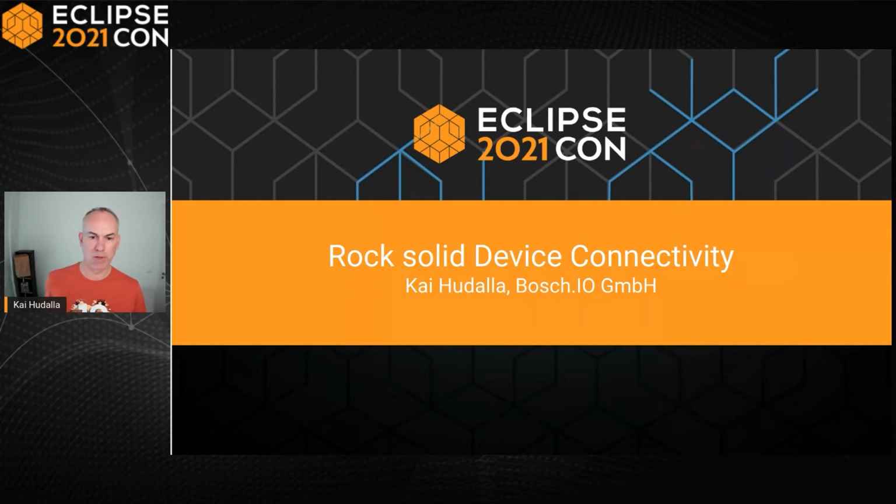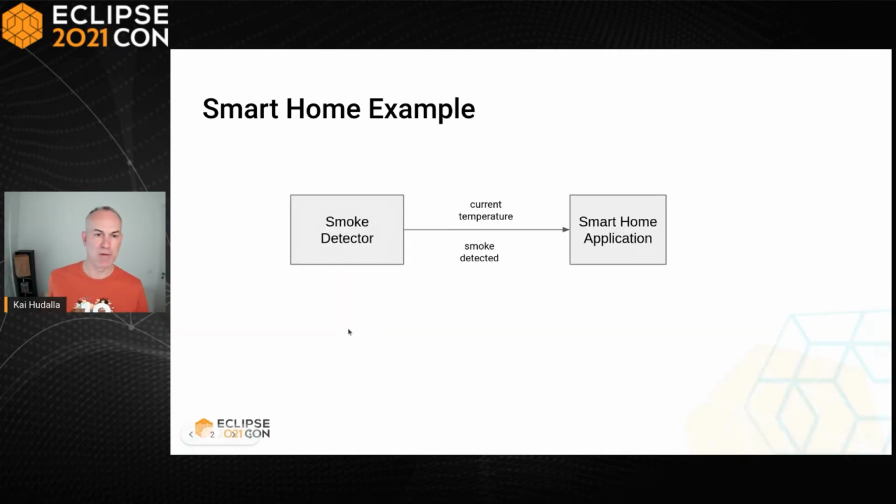So in order to do so, let's take a look at a very simple application. In this case, we want to connect a smoke detector to a smart home application, and the smoke detector in normal operation would simply report the current temperature from time to time, let's say every 60 seconds or whatnot. The more important thing, however, is when it detects smoke, it needs to issue an alarm that it has detected smoke and that maybe a fire alarm is being set off.